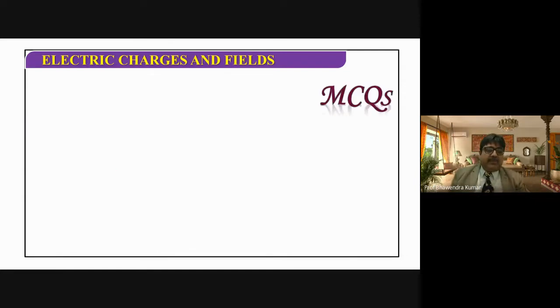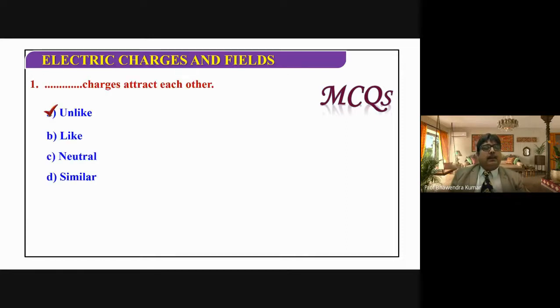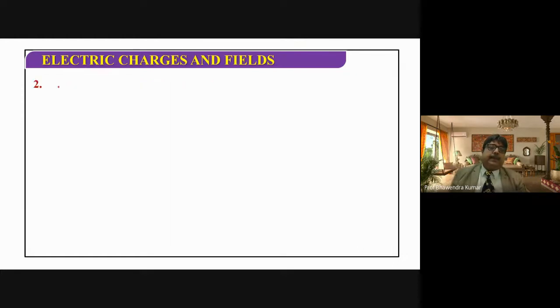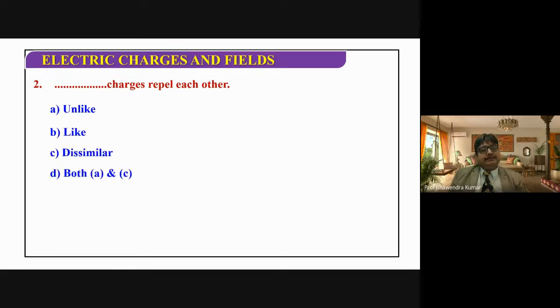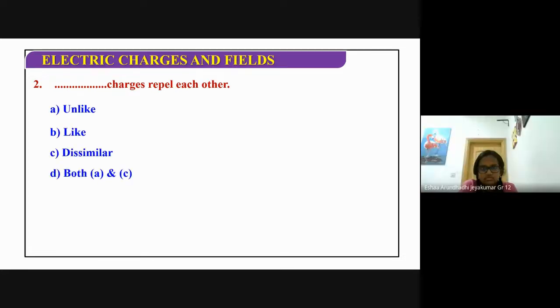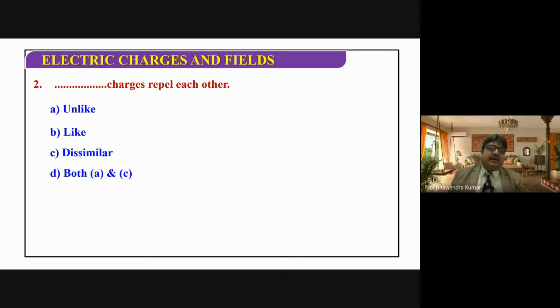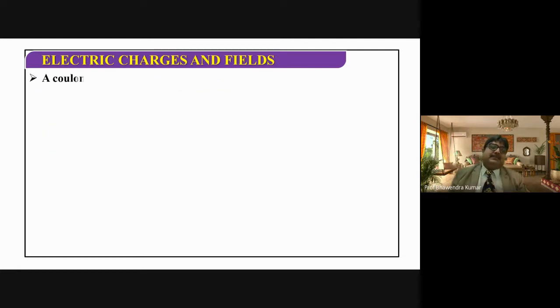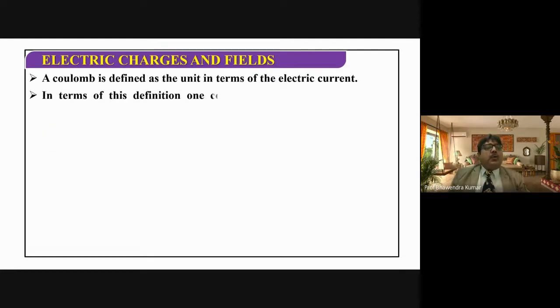So now there are very simple questions based on it. Yes, can you answer it? Unlike charges will attract each other. Similarly, what type of charges repel each other? So which option will be correct? B for bravo. Okay? Very good. C for? Okay. Now, how do we define the Coulomb?